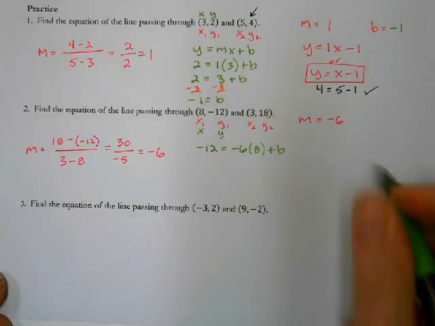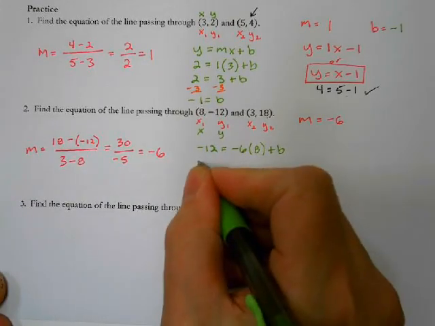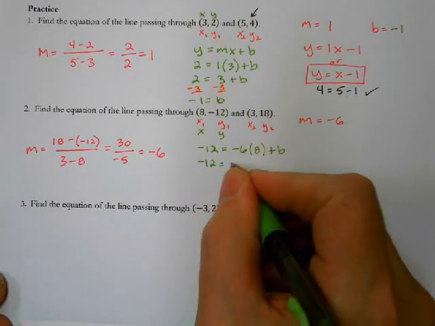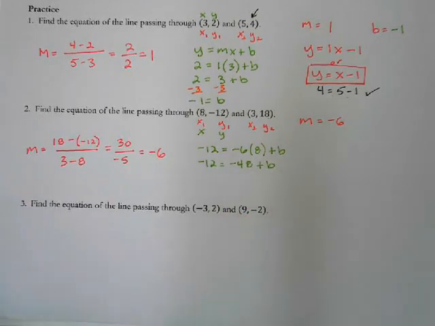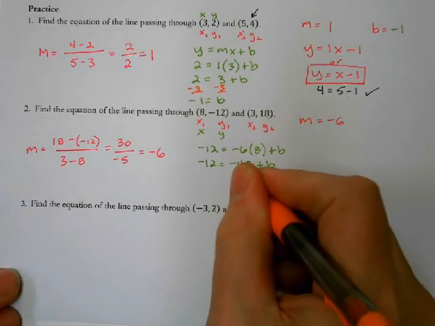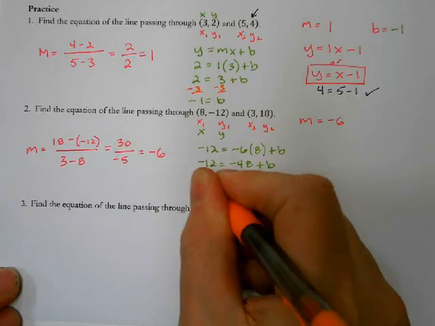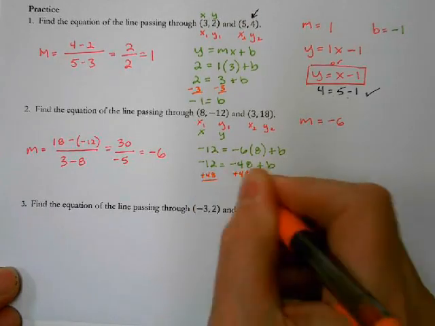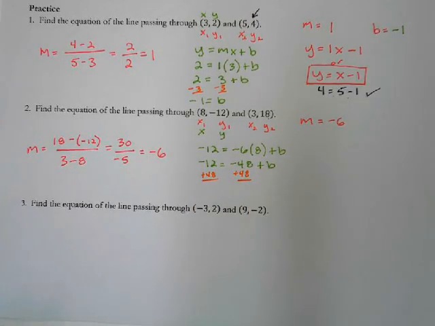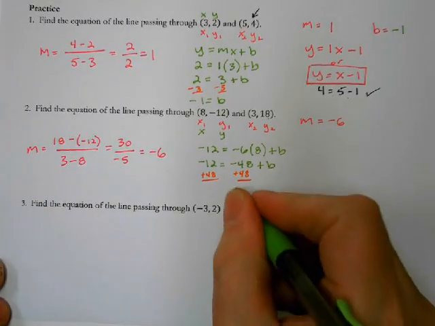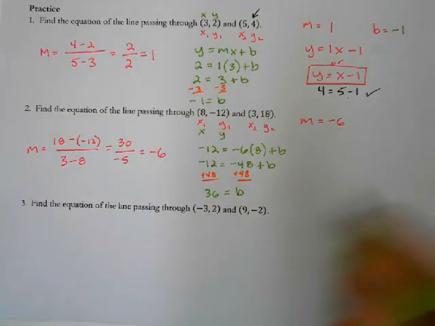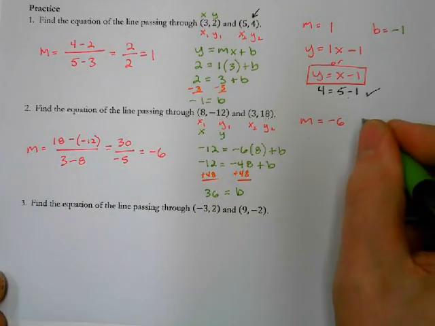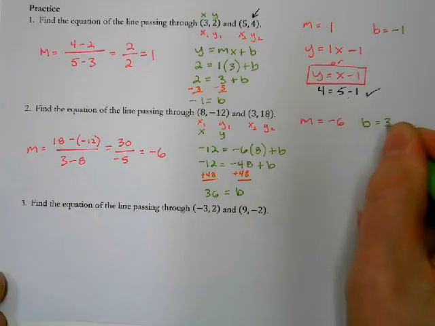So I get negative 12 equals negative 48 plus b. Next step, I'm going to add 48 to both sides. And that tells me that b is equal to 36. So I know that m is negative 6. I know that b is 36. I now know my equation.